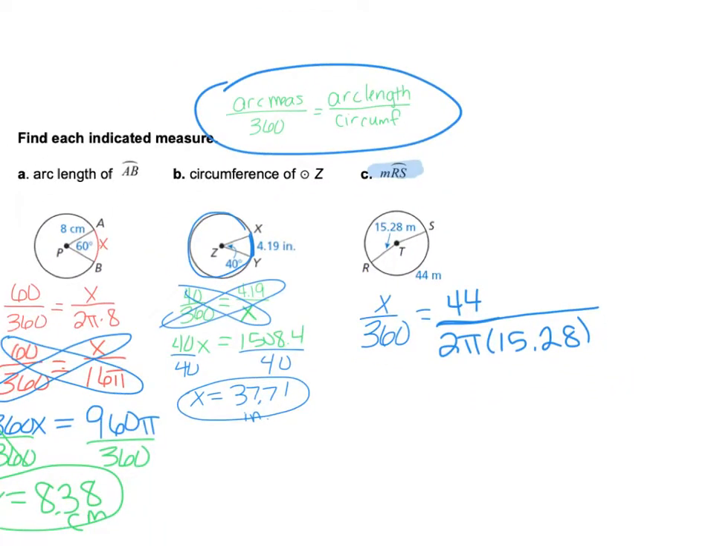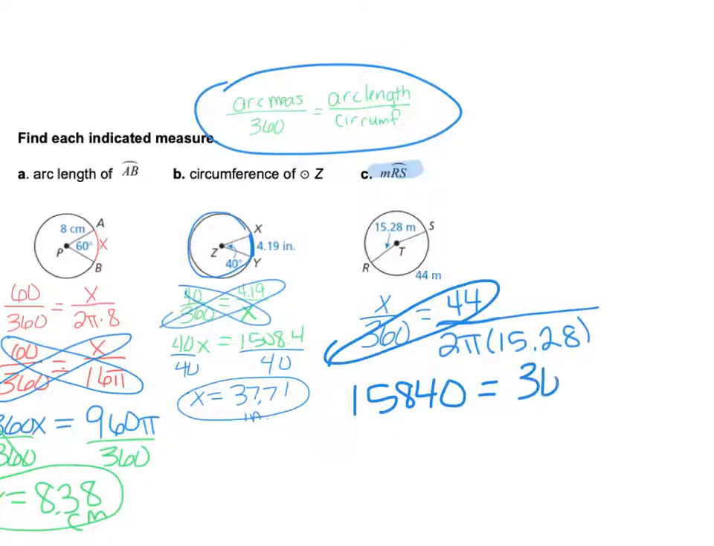Okay, and then if you go ahead and do some cross multiplying, 360 times 44, going this way, is 15,840. And then the other way, if you multiply 2 times pi times 15.28, you get 30.56 pi times x. Well, we want x all by itself, so we're just going to have to divide out that 30.56 pi.